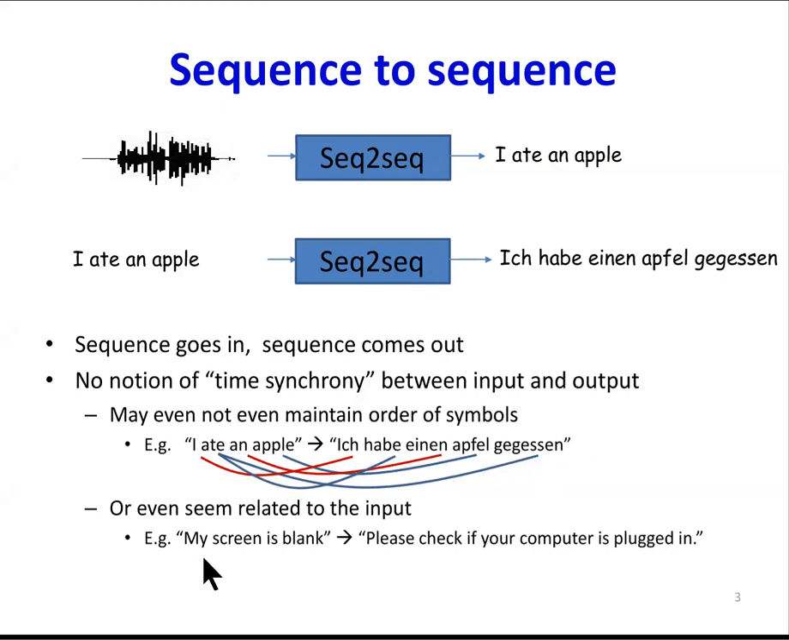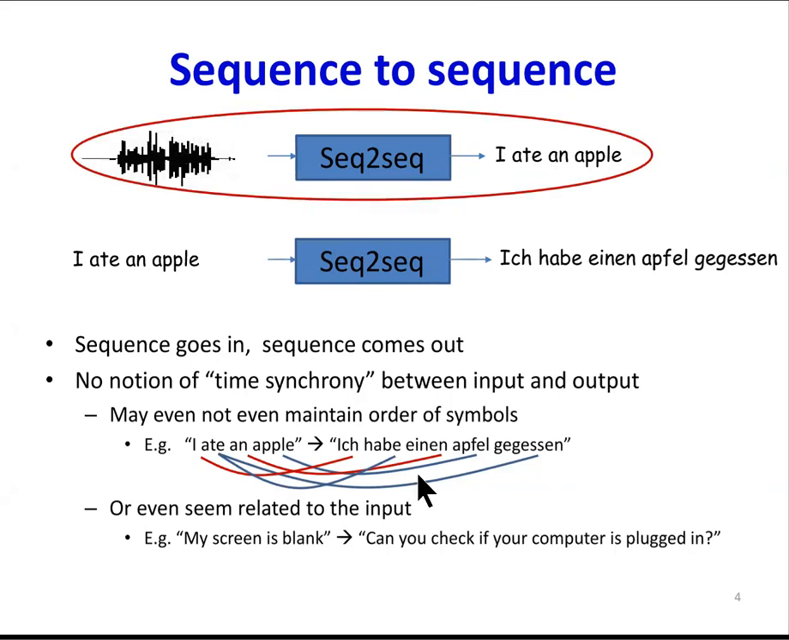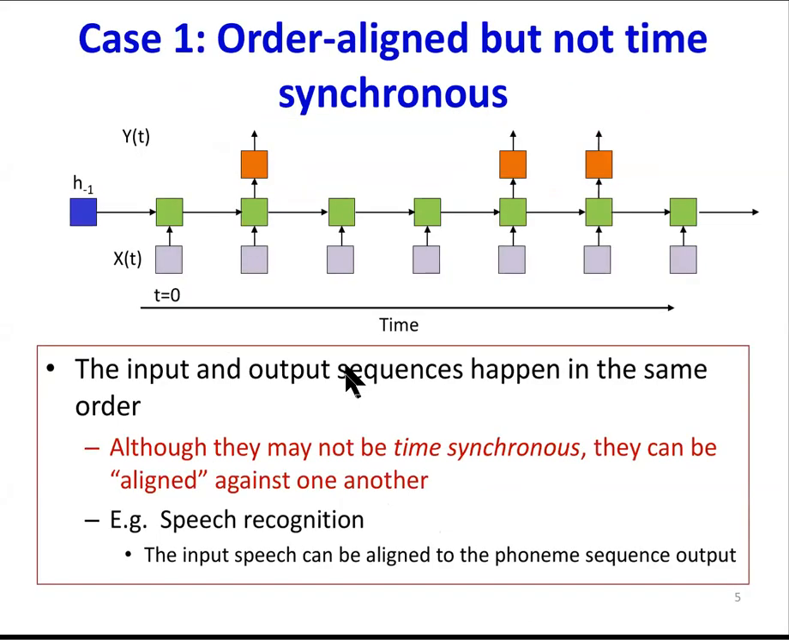Or you can even have something like this in a dialogue system. "My screen is blank," and the system can respond, "Please check if your computer is plugged in." There is no apparent relationship between what goes in and what comes out. But all of these are sequence to sequence transduction problems. And this is the kind of problem that we've been focusing on. So we'll continue to focus on this, where you have order correspondence between the input and the output.